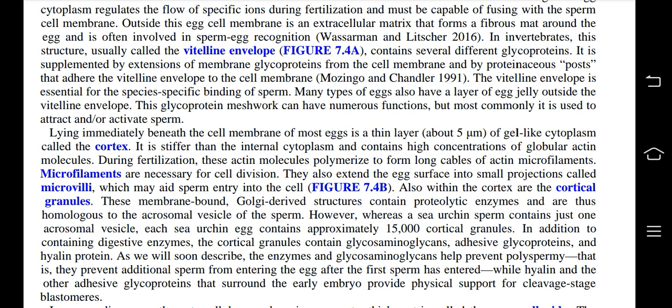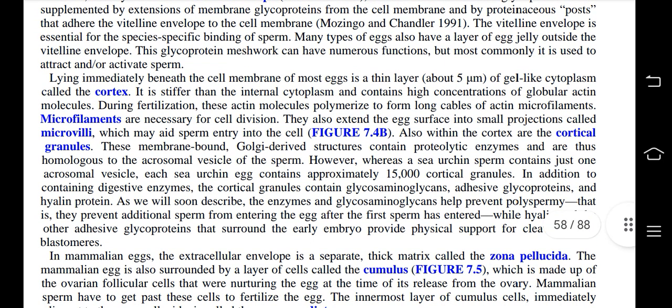Also within the cortex are the cortical granules. These membrane-bound, Golgi-derived structures contain proteolytic enzymes and are thus homologous to the acrosomal vesicles of the sperm. However, whereas a sea urchin sperm contains just one acrosomal vesicle, each sea urchin egg contains approximately 15,000 cortical granules. In addition to containing digestive enzymes, the cortical granules contain glycosaminoglycans, adhesive glycoproteins, and hyaline protein. As I will soon describe, the enzymes and glycosaminoglycans help prevent polyspermy.